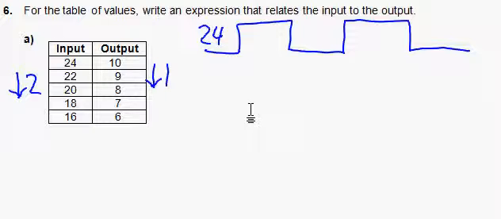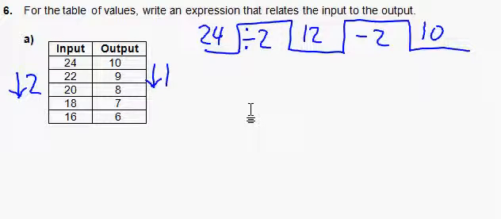24 is the first input, 10 is the first output. I'm going to divide by 2. I always start small with my dividing numbers. I don't start by dividing by 10 or 20, something like that. I start small. Let's try 2. 24 divided by 2 is 12. And then subtract 2 would give me 10.